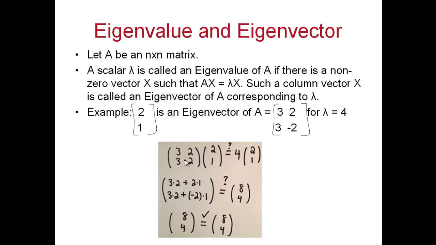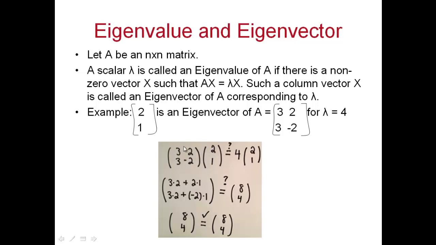Okay, so again, let me repeat. If you're given a square matrix, say in this case a 2 by 2 matrix, and you can find a scalar value, say 4, and a corresponding column vector, say 2, 1, such that if I multiply this matrix by this column vector I get the same as the scalar multiplied by the column vector. If this equality is true, then this 4 is called the eigenvalue corresponding to this column vector, which is called the eigenvector. So let's see if it is true.